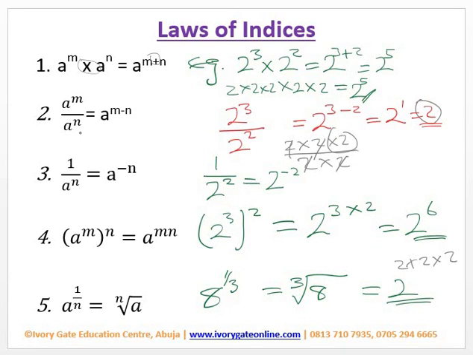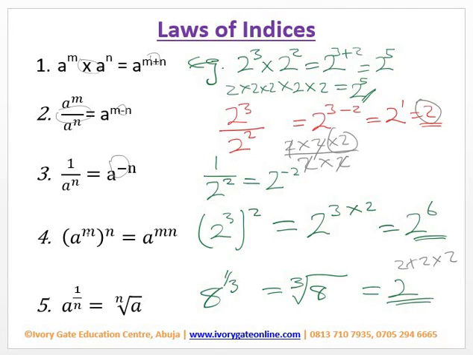Then the second one says a raised to power m divided by a raised to power n is equal to a raised to power m minus n. Here, the division goes with subtraction. Then 1 over a raised to power n, that is the reciprocal of a number, is that base raised to power minus that index.